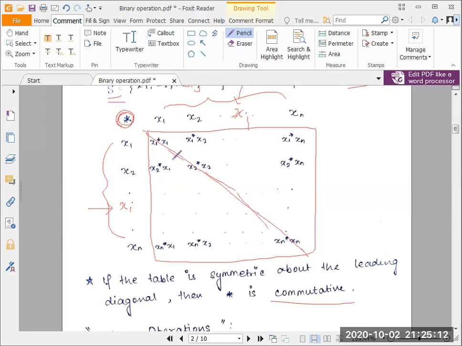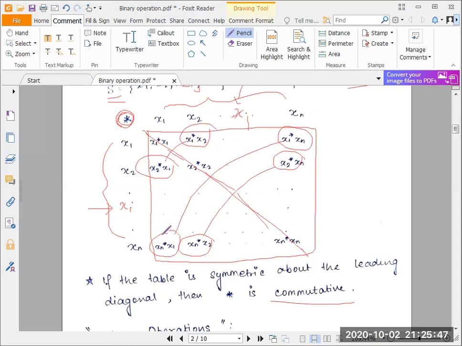What I do is, I look at elements like this. So I look at this element and I look at this element. If these two numbers are the same, it means that x2 star x1 is the same as x1 star x2. Similarly, if I look at this element and this element and I see that they are identical, that is xn star x2 is the same as x2 star xn, or if I look at this element and this element, they essentially need to be symmetrical, they need to be the corresponding elements.